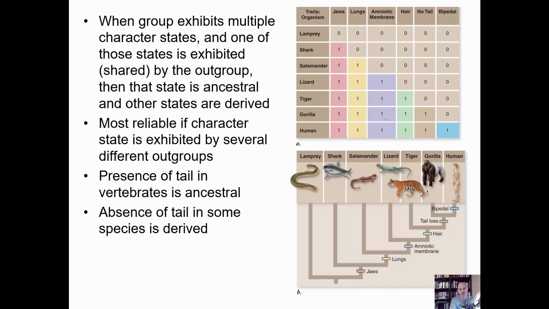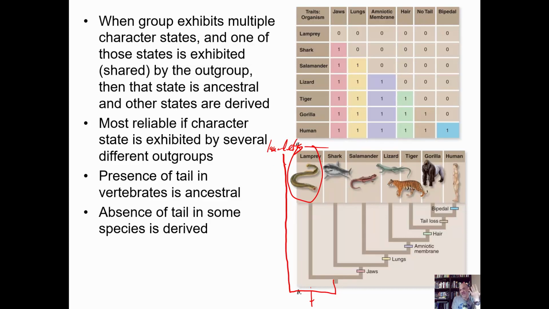So an example already was given was with the tail, right? So the tail would be that ancestor. Now it says that it's going to be most reliable, this ancestral character, if it's seen in other outgroups. So right now we have the outgroup of the lamprey, but earlier I drew an even more distant outgroup we could have compared to. Let's say we wanted to include the lamprey in our actual study group, not as the outgroup. We would see tail is present actually further in even more distant ancestry there with lancelets that we drew earlier.